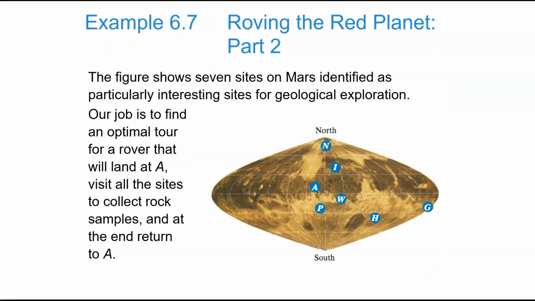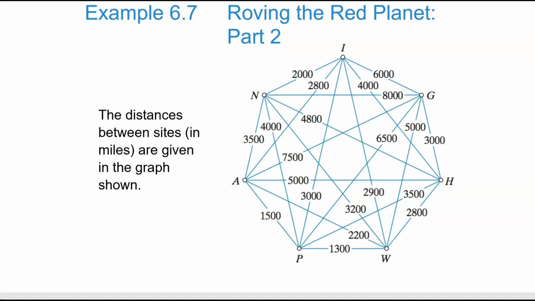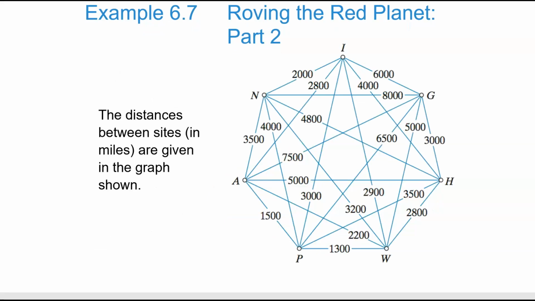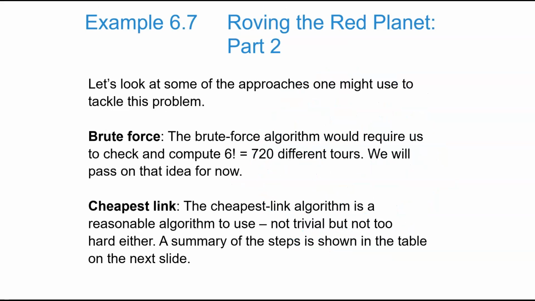So we've got these 7 sites on Mars, and we went ahead and changed it up. Now again, it looks really different, but these are all the different distances in between on the graph. So if we wanted to do brute force on this, we would have to do 720 different tours. So I think that's going to be a pass. Cheapest link is reasonable, but it's not too hard, so let's take a peek at it.